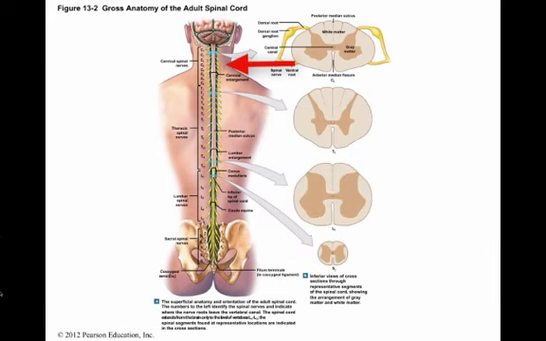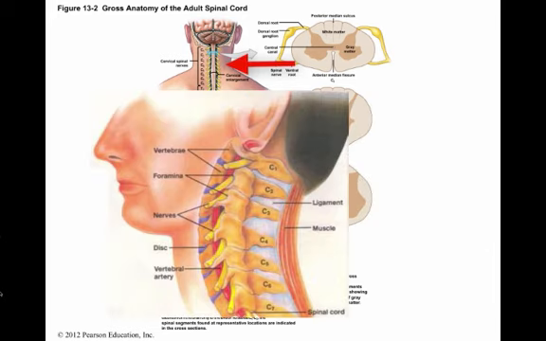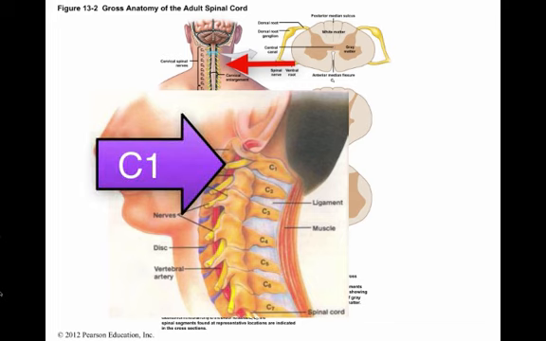This arrangement is different in the cervicals. The first cervical spinal nerve, which is C1, passes between the occiput and the first cervical vertebra. Thus, the C1 spinal nerve exits just superior to the C1 vertebra.